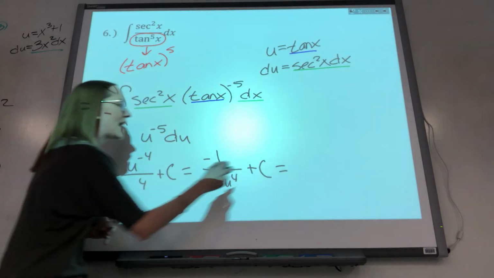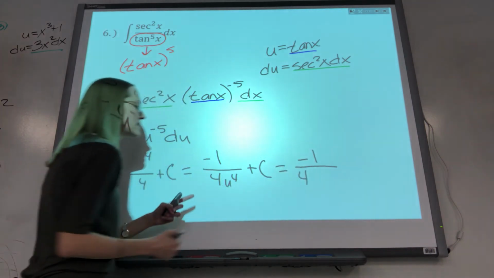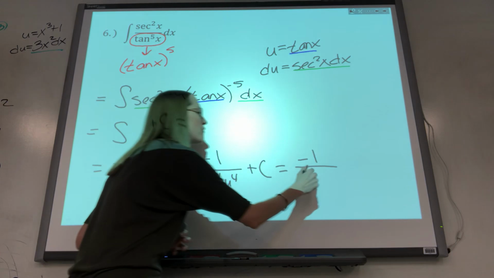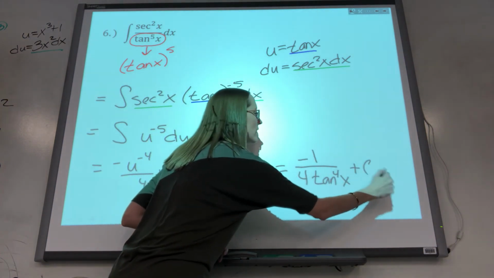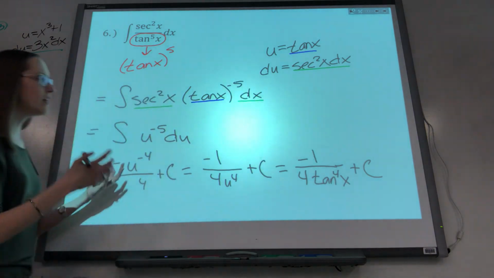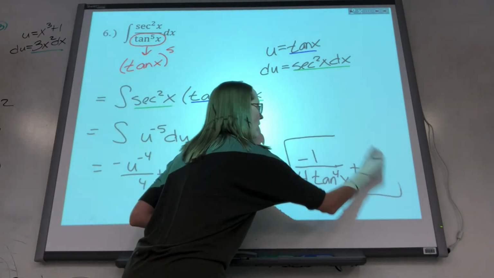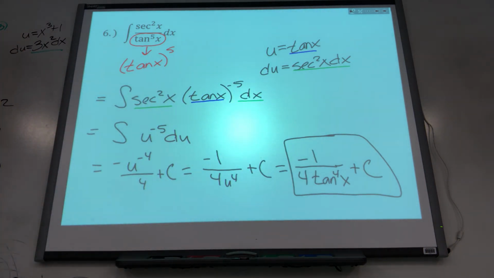But I'm going to go back and put in what u equaled. So this is actually 4 times tangent of x to the 4th power, or you can write that a little bit better if you just put the exponent in the middle. So negative 1 over 4 tangent to the 4th of x plus c.